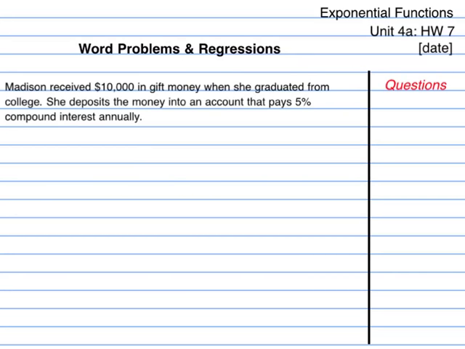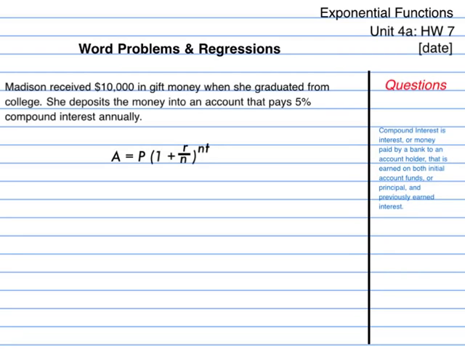So Madison received $10,000 in gift money when she graduated from college. She deposits the money in an account that pays 5% compounded interest annually. Now, compound interest is interest or money paid by a bank to an account holder that is earned on both initial account funds or principal and previously earned interest. Now, it can be represented by this equation.